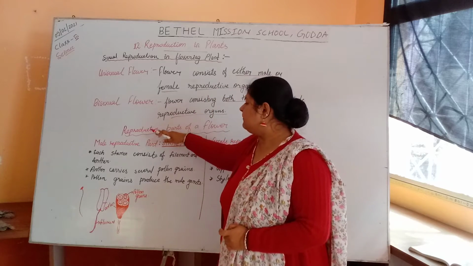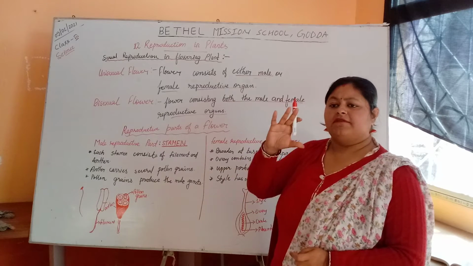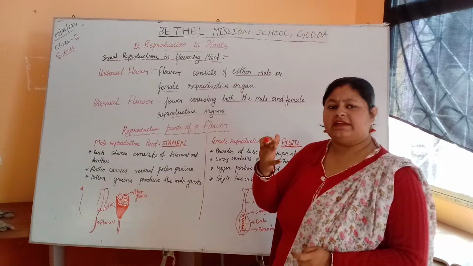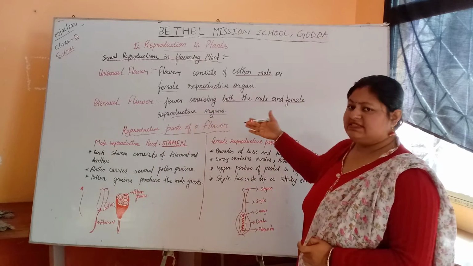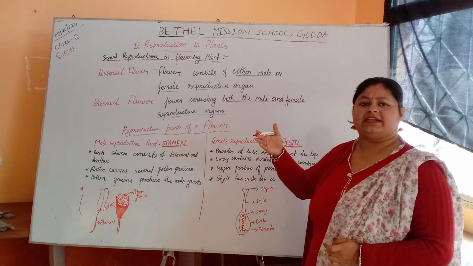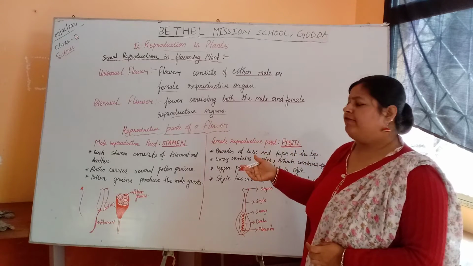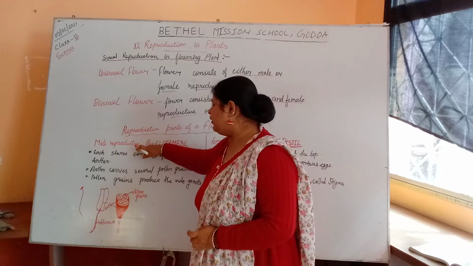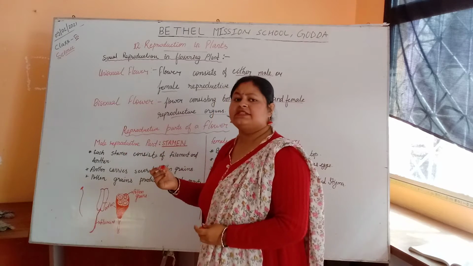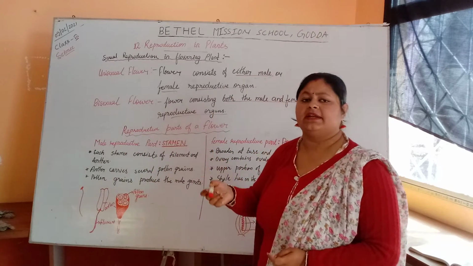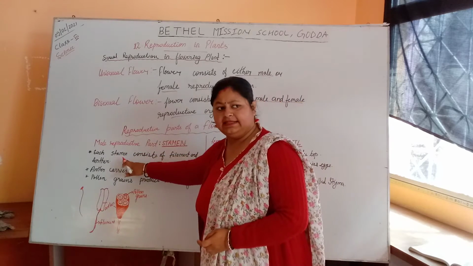Next we will learn the reproductive parts of a flower. What are the reproductive parts of the flower? All flowers contain reproductive parts, that is stamens and pistils. Stamen and pistil are the male reproductive organ and the female reproductive organ in a flower. The male reproductive part of the flower is the stamen. Each stamen consists of an anther and a filament.